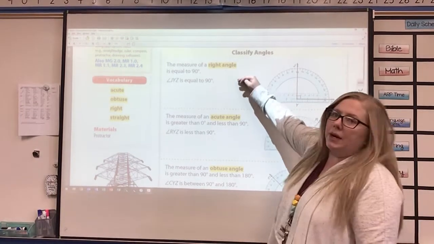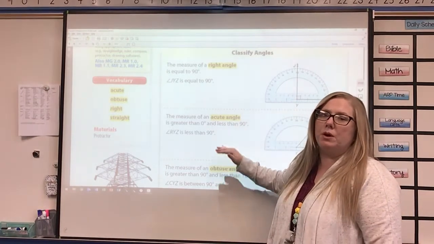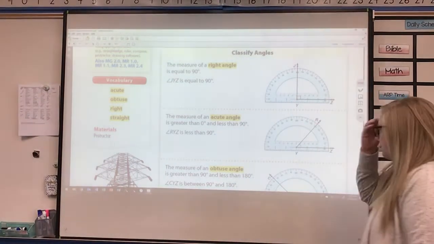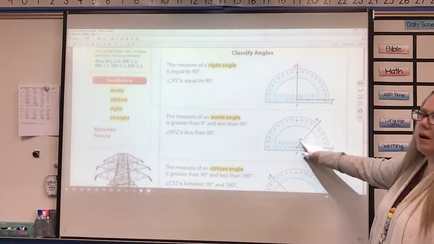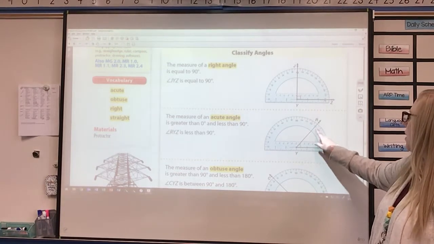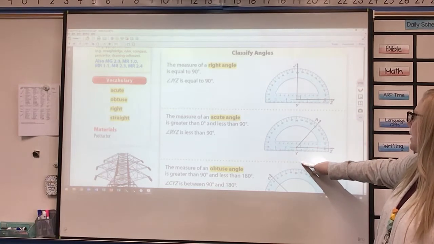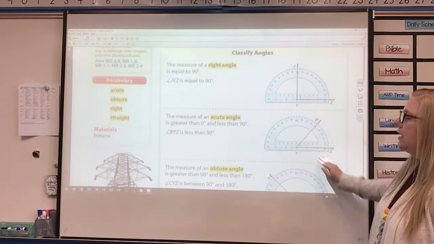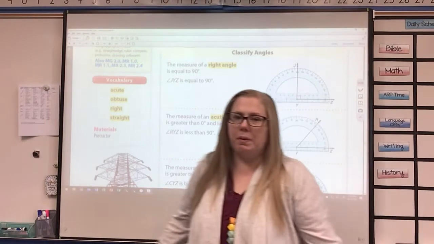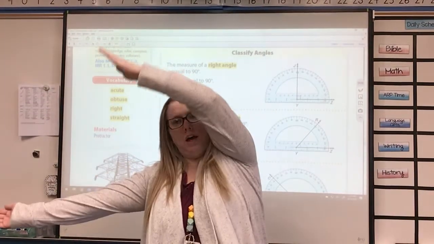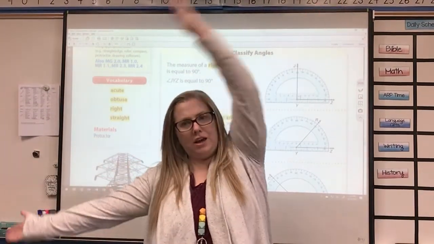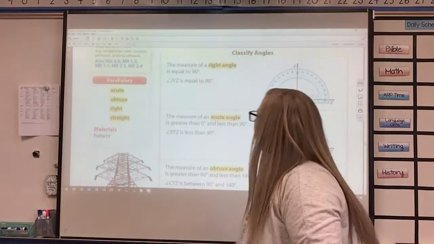So these notes are what you want to write down, okay? Here I have my angle. I have R, Y, Z. We see that it is less than 90, so it is an acute. So remember, right, acute, okay?